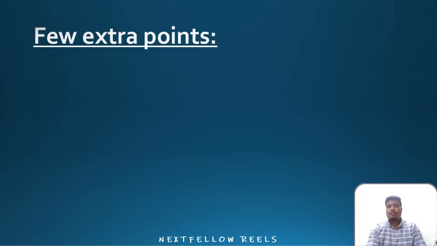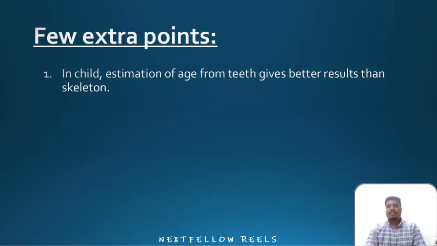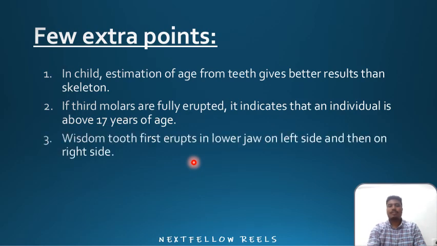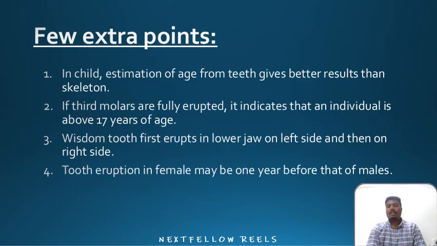The few extra points to be noted are: first, the estimation of age from teeth gives better results than from the skeleton. Skeletal development is not as approximate to age as the teeth are considered. Second, if third molars are fully erupted, it indicates that an individual is above 17 years of age. Third, the wisdom tooth, also known as the third molar, erupts first in the lower jaw on the left side and then on the right side. Fourth, tooth eruption in females may be 1 year before that of males.